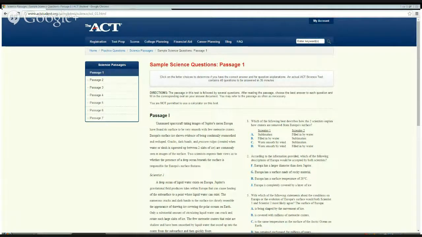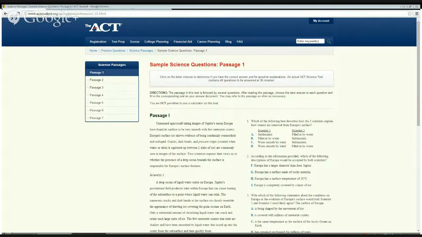You may refer to the passage as often as necessary. And again, a reminder, and it tells you right here, you are not permitted to use a calculator on this test. You don't need to use a calculator on the science test, but even if you were tempted to, they'll tell you to put your calculators under your desk or to the side, and you're not allowed to use it during this section. Math, yes.